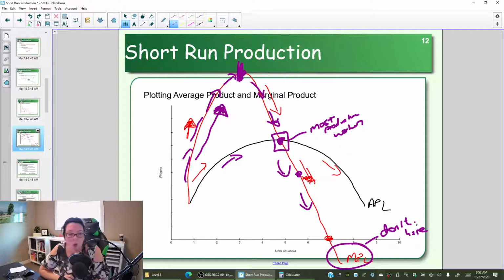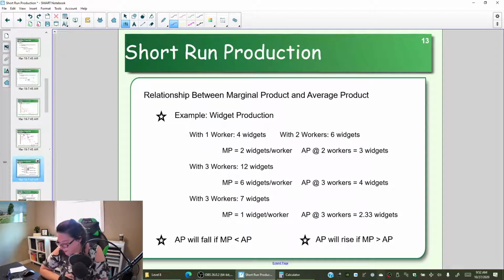Okay. We're going to look at a graph in a moment to interpret information about the business, but before we leave this relationship between average product and marginal product, I just want to illustrate it once more with some calculations. So let's suppose with one worker, they can make 4 widgets. Total product is 4 widgets.